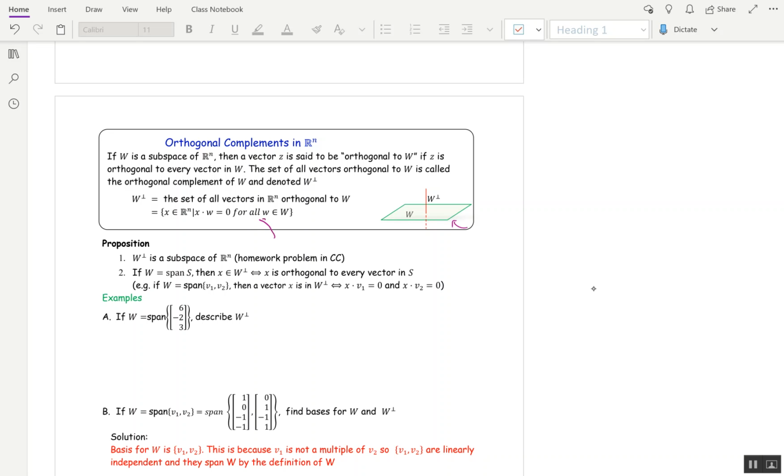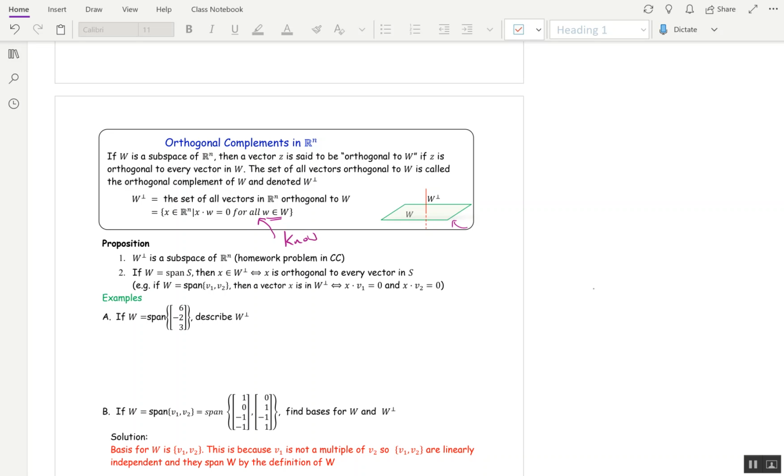So here's the actual mathematical definition. W perp, that's how it's pronounced, W perp is the set of all x in Rn such that x dot w is 0 for all w in W. And so you need to know that definition.